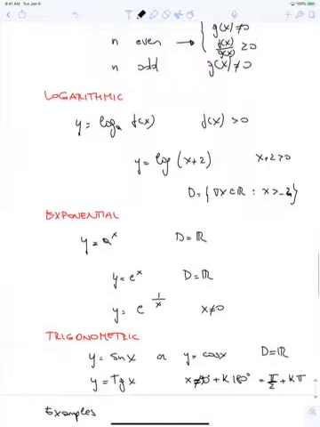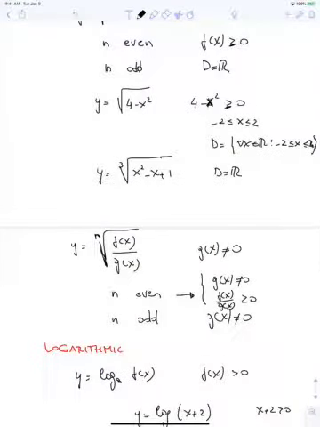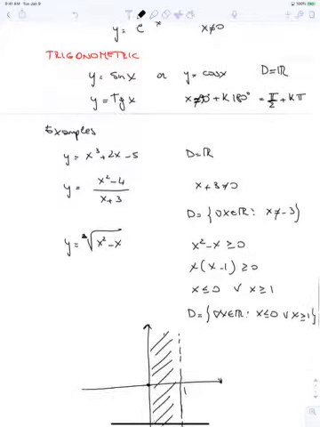I think I might have mentioned it earlier on. Oh, it was a different example, sorry.